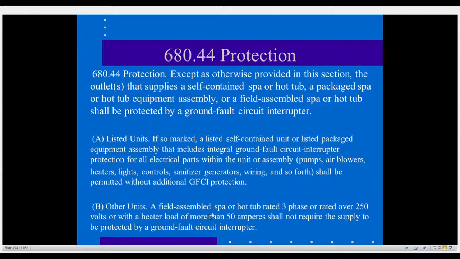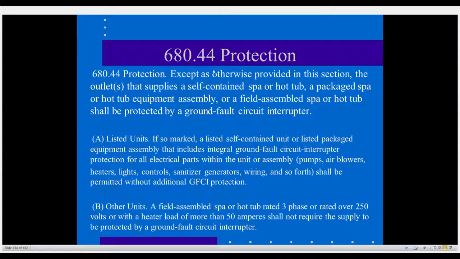This is a field assembled spa and hot tub for a 3-phase application, or one that is rated over 250 volts, or with a heater load that is more than 50 amps. And again, these are usually commercial spas and hot tubs, and they can get rather large current going to these things. But they shall not require the supply to be protected by a ground fault circuit interrupter. Okay, so again, this is more than 50 amps. Okay, this is over 250 volts. Okay, this is a 3-phase application, is where you're able to not require ground fault circuit interrupters.